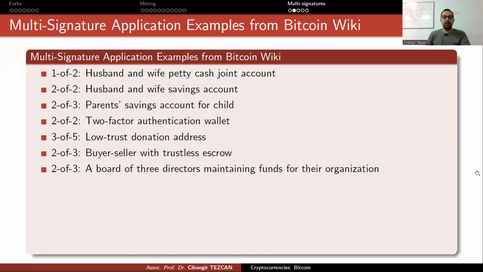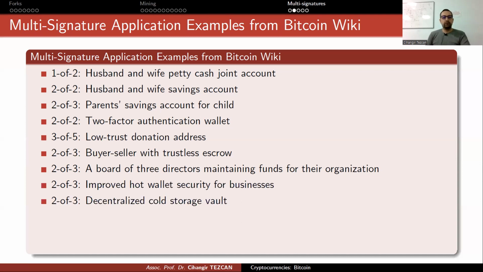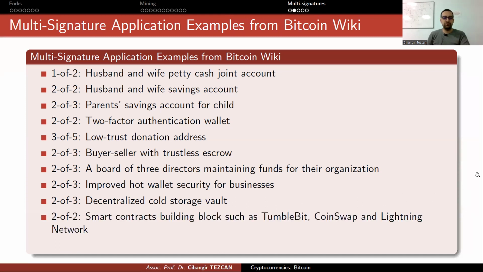2 out of 3, again, a board of 3 directors maintaining funds for their organization, which requires only 2 of them to sign. 2 of 3, improved hot wallet security for businesses. Again, it is a good idea to not give all the authority to a single person. 2 of 3, again, decentralized cold storage vault. If you don't do this, some marketplaces or exchange services lose some of their cold and hot wallets. So it is a good idea to have multi-signatures for them.